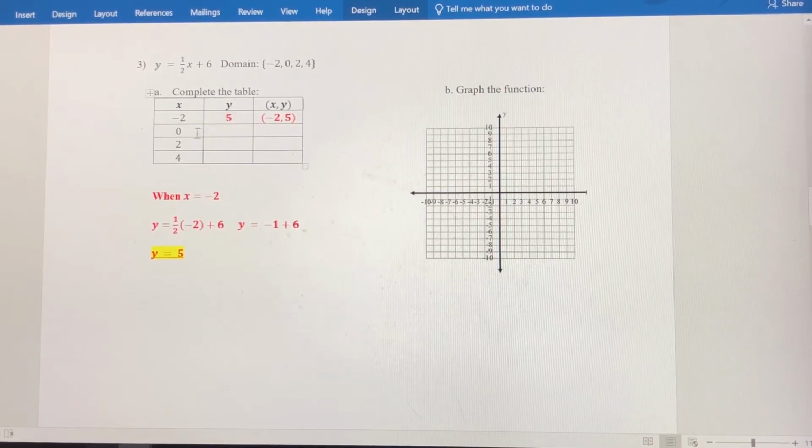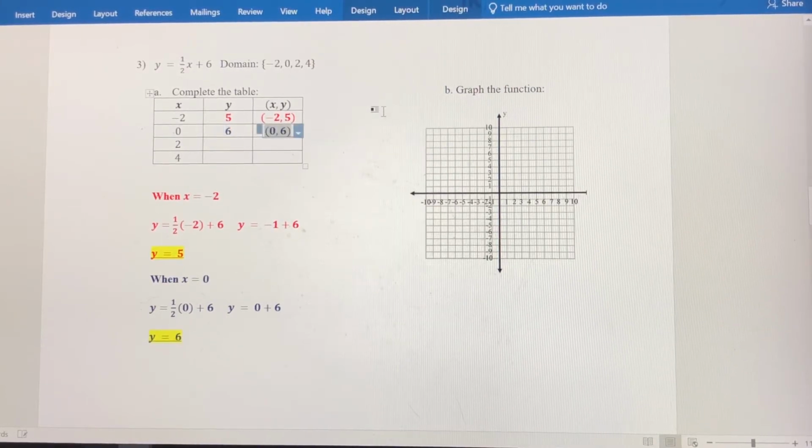All right, let's evaluate the same function for x equals 0. Remember, anything times 0 is 0, so that's going to give us 0 plus 6, which simplifies to 6. So when x equals 0, y equals 6, so our ordered pair is 0, 6.